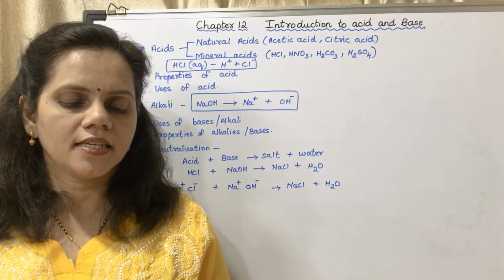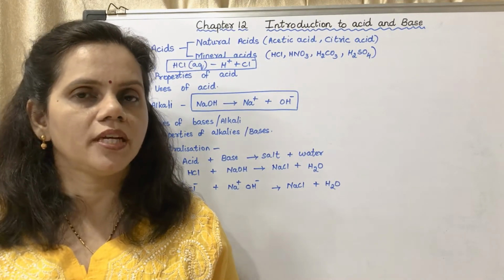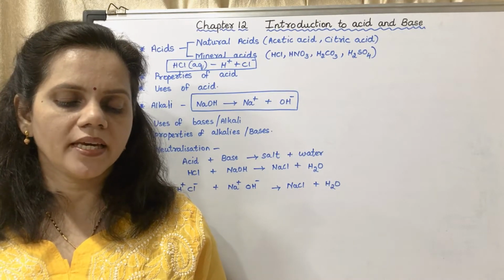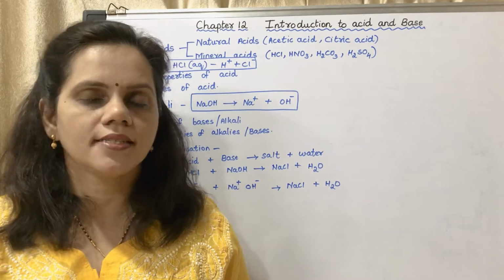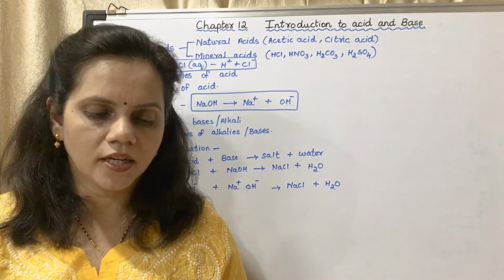Dilute HCl is used for sterilization of water. Sterilization means to kill the microorganisms. Acid is used for making of white paper from wood pulp. So they have given 6 uses. Out of those 6, minimum 4 you have to learn.